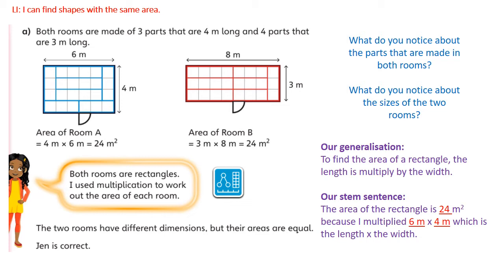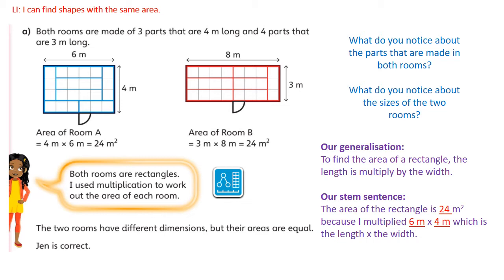I wonder if that works in B. So I've got 8 squares along in B, so that's 8 metres. So that's our length. And our width is 3 squares, so that's 3 metres. So if I do 3 times 8, that also gives me 24.